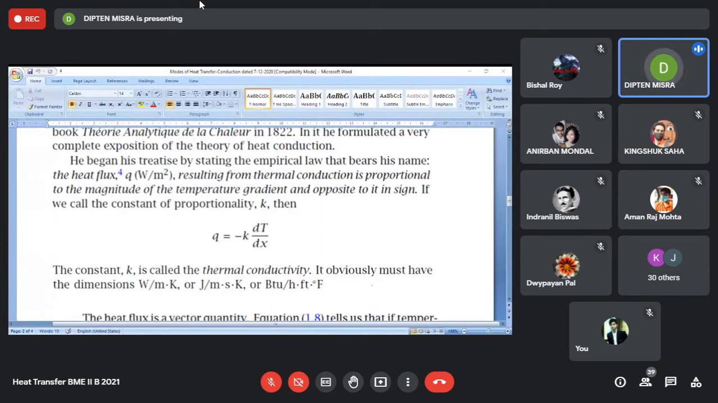What we are discussing here is a steady state phenomenon where capital T is not varying with time. Whereas there may be cases where temperature can also vary with time. In general, this capital T can be a function of x, y, z, and time. That is the most general case.